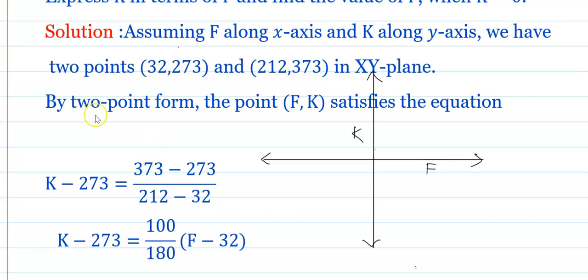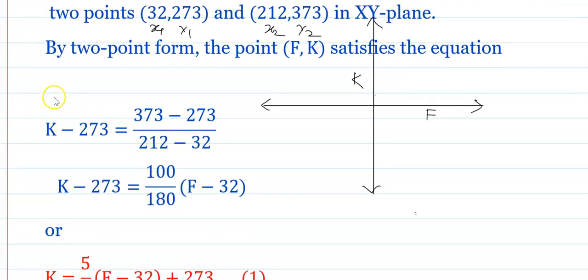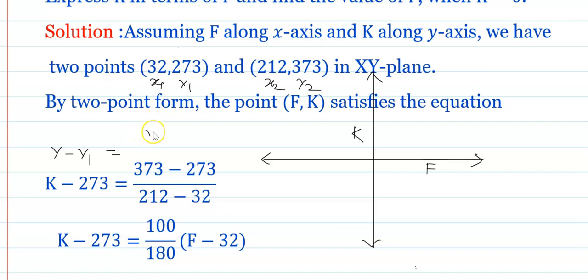Now by using the 2-point form, what is that? Here the coordinates are x1, y1, x2 and y2. Substitute the values. y minus y1 is equal to y2 minus y1 upon x2 minus x1, times x minus x1. Here k minus y1, that is 273, and here is the slope, difference of y coordinates upon difference of x coordinates.